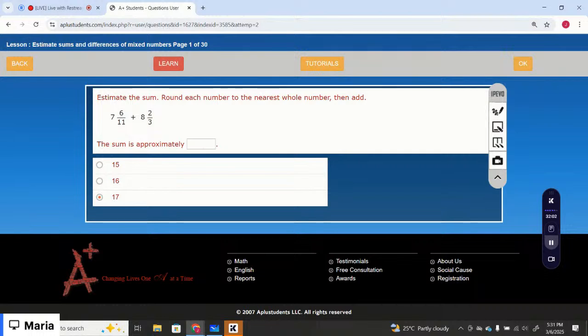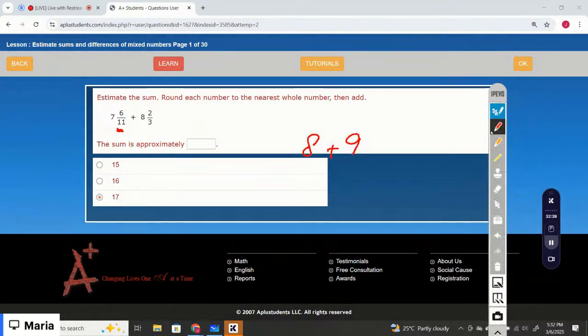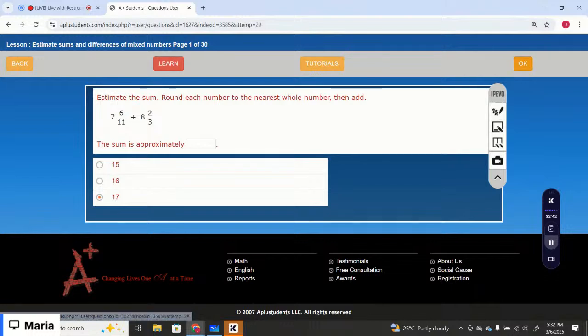Estimate the sum. Round each number to the nearest whole number and then add 7 whole 6 over 11 plus 8 whole 2 over 3. Seven whole 6 over 11. 6 over 11 is the same one. 17 it is.